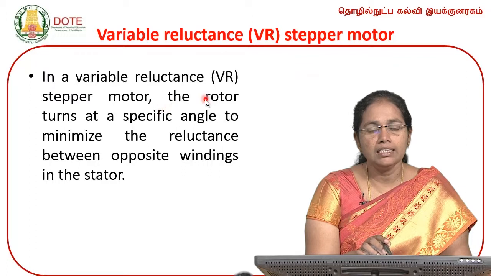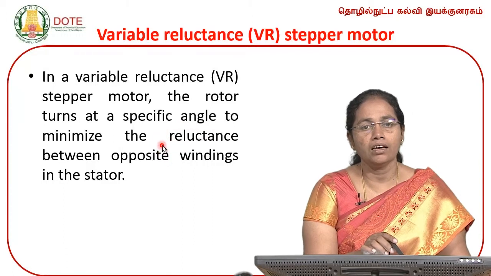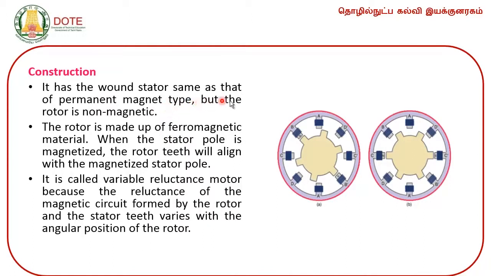In a variable reluctance stepper motor, the rotor turns at a specific angle to minimize the reluctance between opposite windings in the stator. It has the wound stator same as that of the permanent magnet type, but the rotor is a non-magnetic one. The rotor is made up of ferromagnetic material. When the stator pole is magnetized, the rotor teeth will align with the magnetized stator pole. It is called a variable reluctance motor because the reluctance of the magnetic circuit formed by the rotor and the stator teeth varies with the angular position of the rotor.